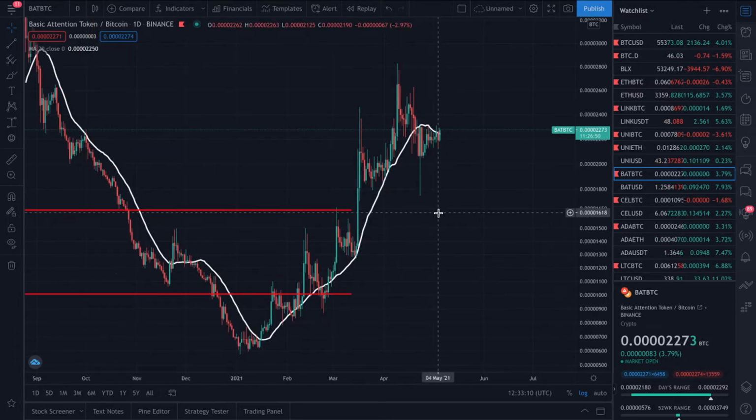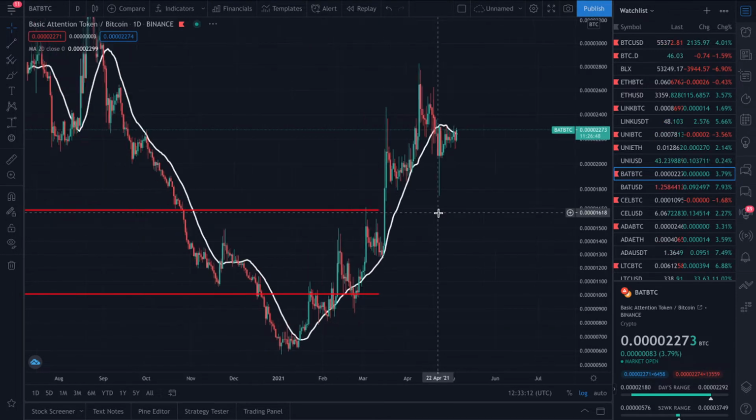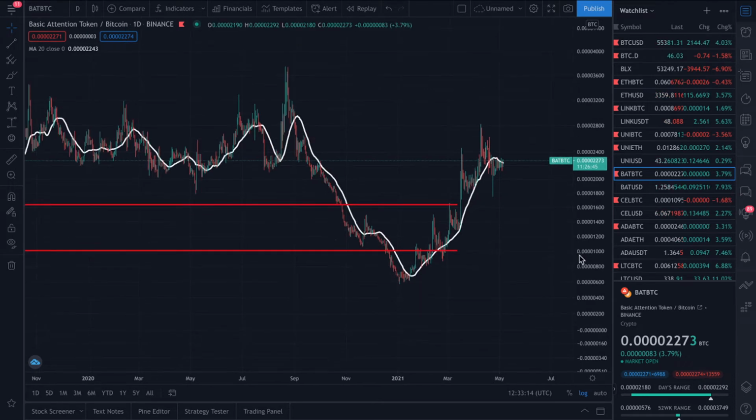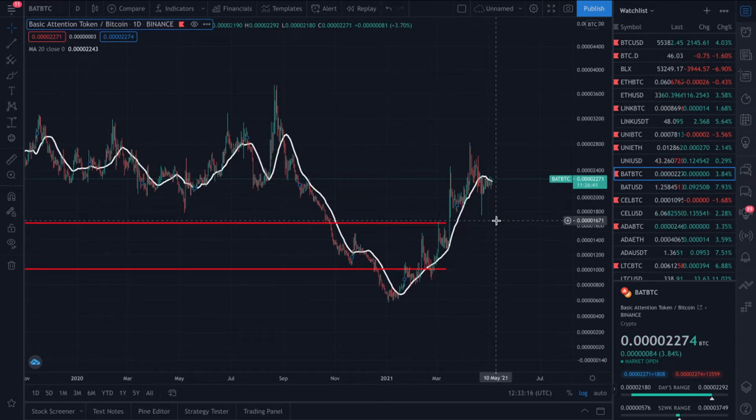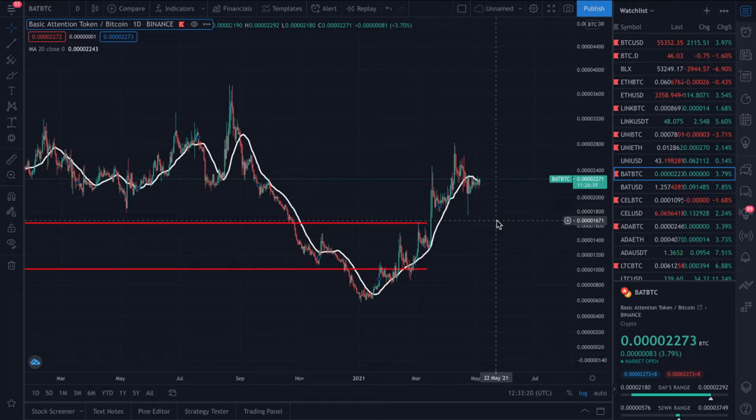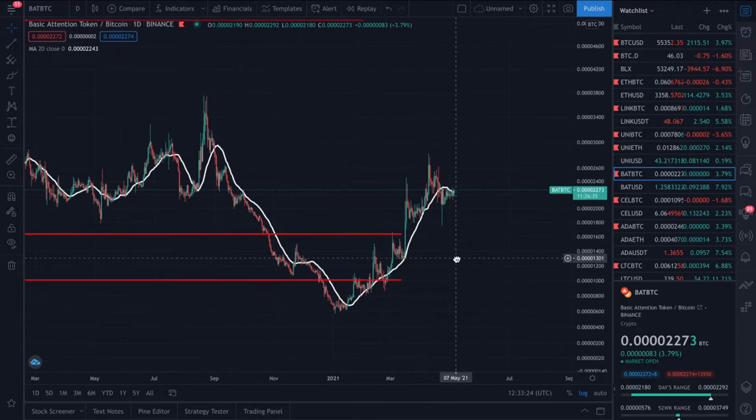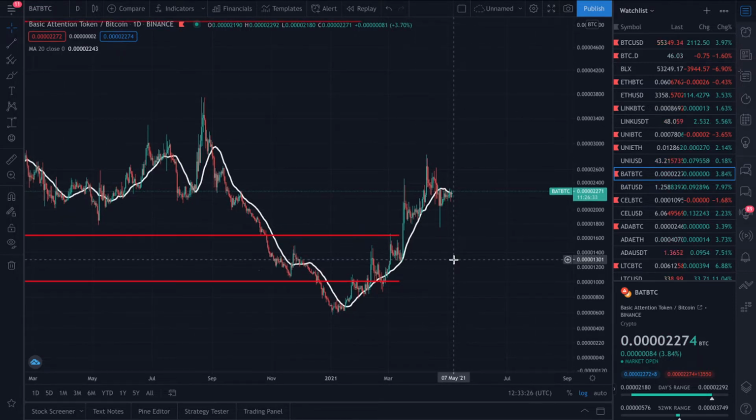Basic attention token, for it to be viable, for it to be an asset worthy of someone's portfolio, needs to outpace Bitcoin. That's the least that it can do as an altcoin. If basic attention token is not outpacing Bitcoin for the duration of this altcoin rally, then why hold basic attention token? As of right now, yes, it has been slow.